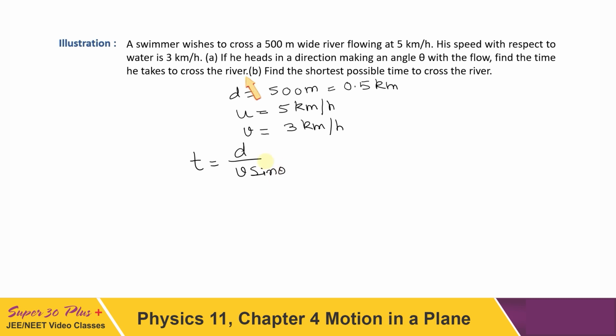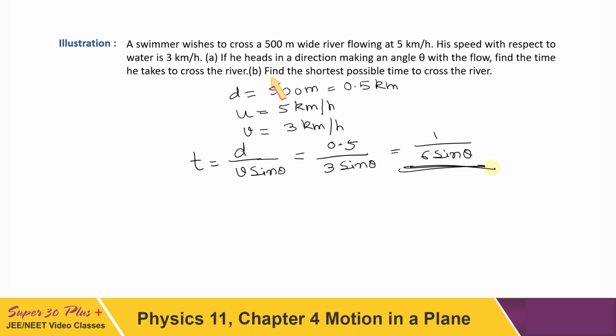Directly I am using our result. So that would be 0.5 upon V, which is given 3 here, 3 sine theta. And that is 1 upon 6 sine theta. It is the time taken to cross the river if angle with river flow is theta.